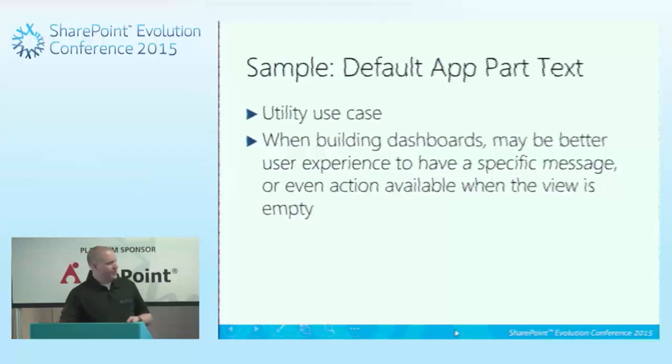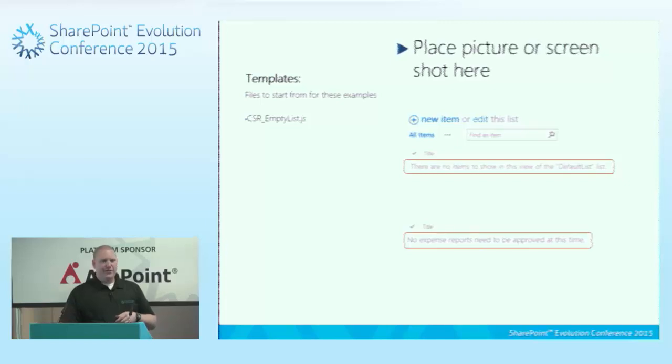But useful. So this is one where, if we were building out a dashboard and you've got 3, 4, 5 different web parts on there, and one of them's empty, it still comes up with that standard "there are no items to show in this..." blah, blah, blah, right? Not the greatest user experience. So we can write an override where we can put whatever text we want in there.